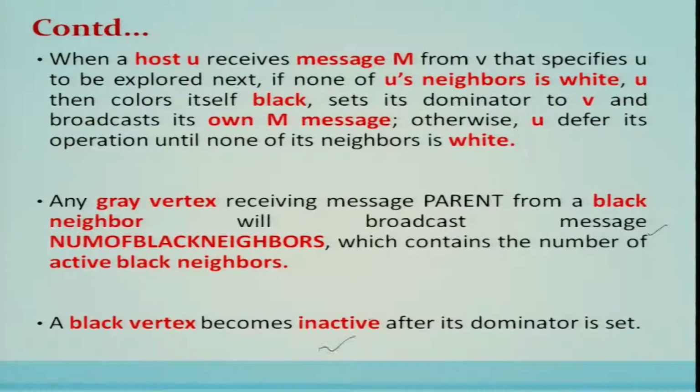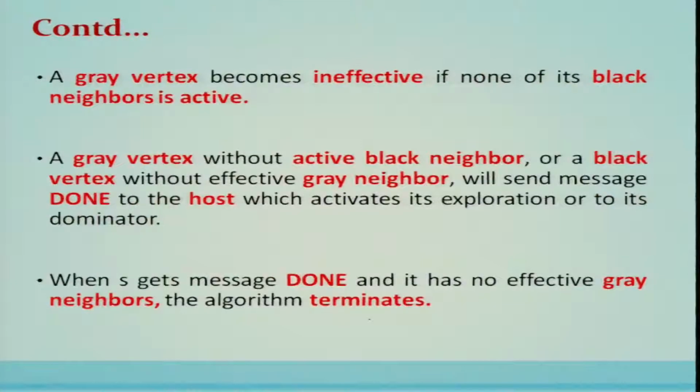A black node becomes inactive after its dominator flag is set. A gray becomes ineffective when none of its black neighbors is active. So a gray node without active black neighbor, or a black node without active gray neighbor, will send the message done to the host, which activates its exploration, or to its dominator. So when S, that is the leader or the initial node, gets done, it has no effective gray neighbors, then the algorithm terminates with the construction of a connected dominating set.